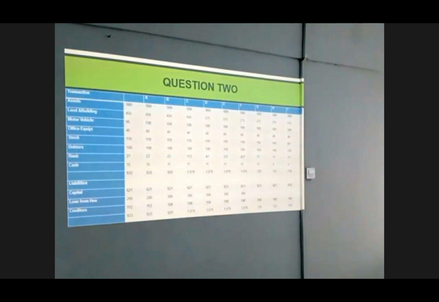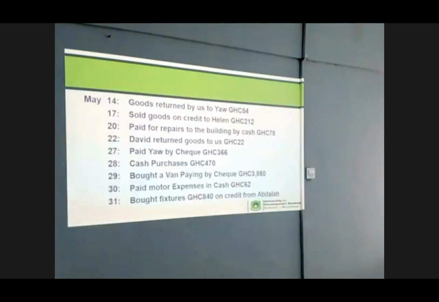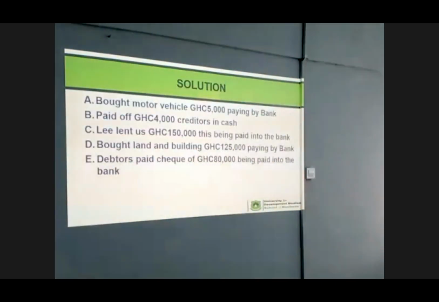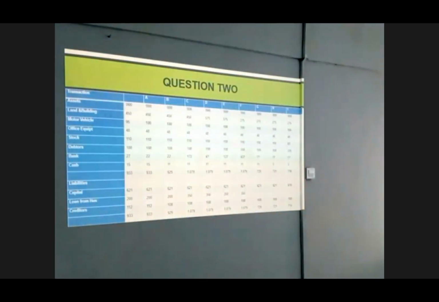Look at this. You are even lucky, the solution is here. Look at it. Motor vehicle 5,000, paid by what? Bank. That is under A, so you only put A there. This is very easy. In fact, I will delete the solution. Next, I won't put the solution there.